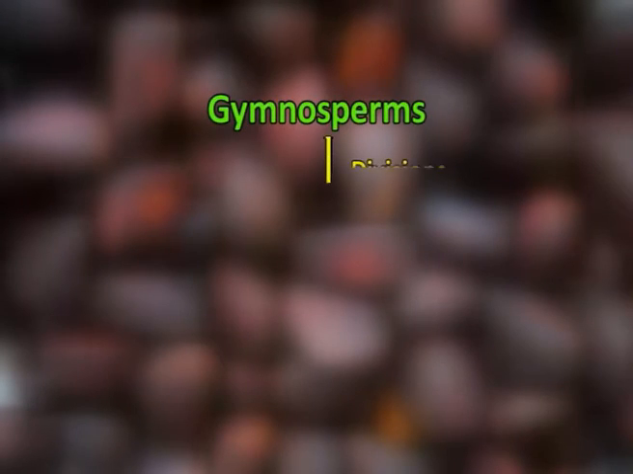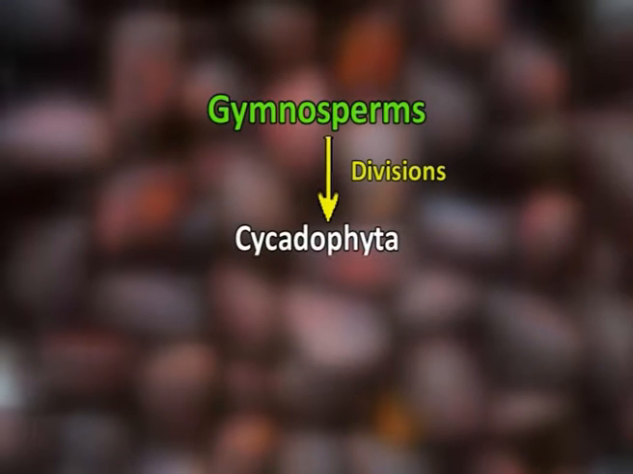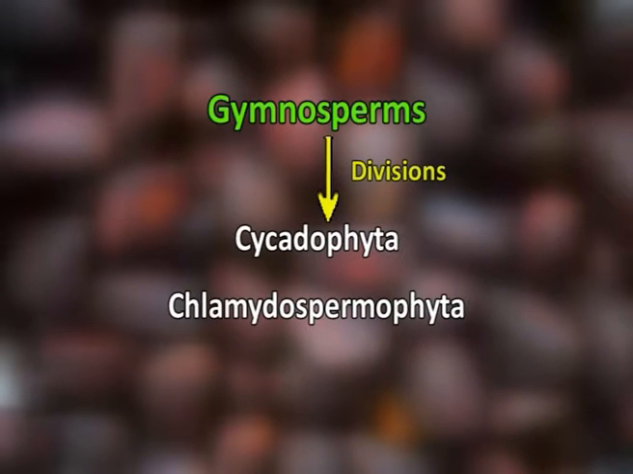proposed by Pant in 1957. He divided gymnosperms into 3 divisions: 1. Cycadophyta, 2. Chlamydospermophyta, and 3. Coniferophyta.